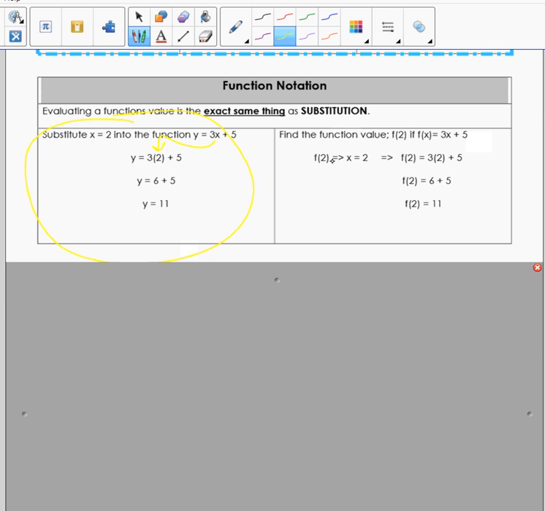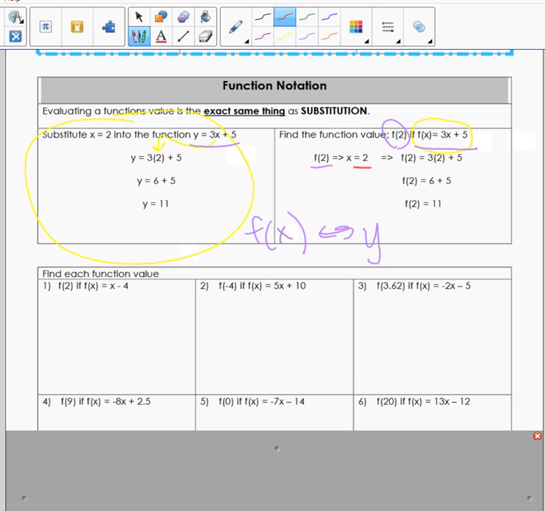So function notation looks like this. f of x is the same thing as y. It's just 2 different ways of writing it. See how this says f of x equals 3x plus 5, and this says y equals 3x plus 5. It's the same thing, just 2 different ways of writing it. So instead of x equals 2, it'll be written as f of 2, with a 2 in parentheses. When you see f of 2, it means x equals 2. And then you're going to do the exact same process. You're essentially substituting 2 in for x and finding the y.